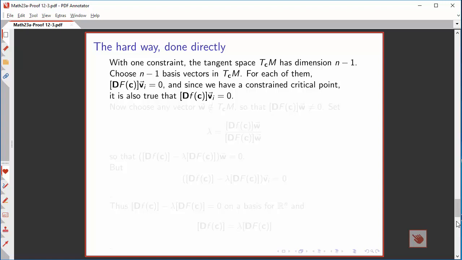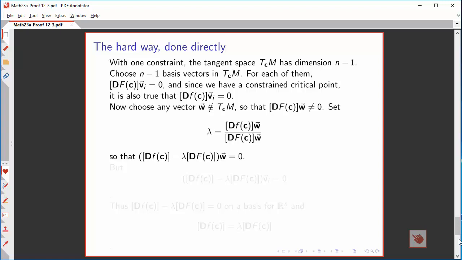So let's choose n-1 basis vectors in this tangent space. For each of them, d capital F gives 0, but we've got a constrained critical point, and by the condition for a constrained critical point, we know also that d little f acting on one of these basis vectors gives 0. Now, and this is the clever idea, choose any vector you like that's not in the tangent space. Since it's not in the tangent space to the manifold, it's not in the kernel of d capital F, and d capital F acting on this vector W is different from 0.